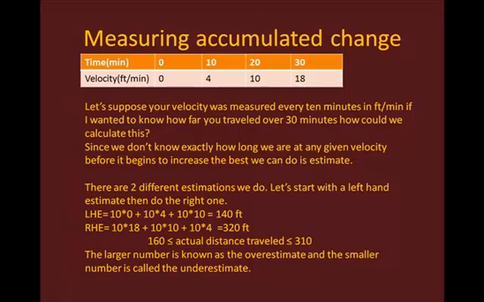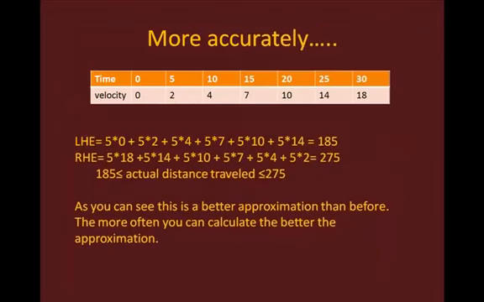Well, you can see that 140 feet and 320 feet are very different. So what do these numbers mean? Well, those numbers will give us bounds on the actual distance traveled. So what we can now say with confidence is that the actual distance that we traveled during this experiment has to be bounded by 140 and 320. The larger number is known as the overestimate, and the smaller number is called the underestimate.